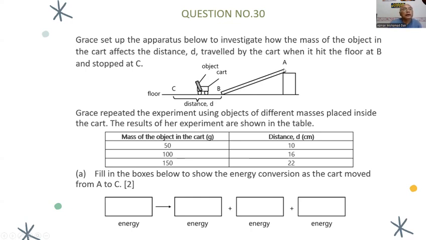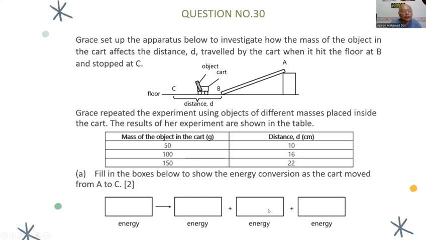So this one is using gravity. Grace actually let the card drop from this side to this side. So gravitational to kinetic plus sound plus heat. The arrow means converted to, and plus means whatever energy is converted to at the same time. Okay, at the same time.